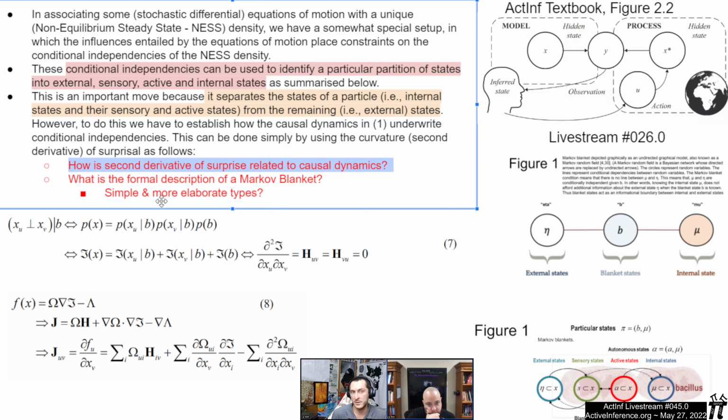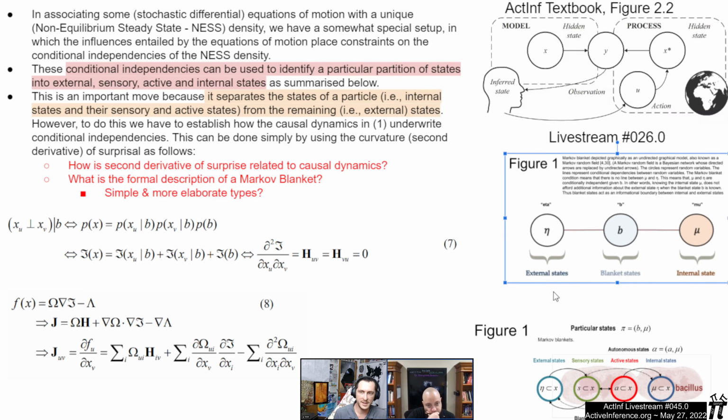In your own words, what is the formal description of a Markov blanket? What's this sort of minimal Markov blanket? This is a slide from Livestream 26 on Bayesian mechanics. This is like an undirected blanket. We don't have S and A separated, just B, intermediating and partitioning, making mu and eta conditionally independent. And what about the Friston blanket type with sense and action separated? What about nested Markov blankets and so on?